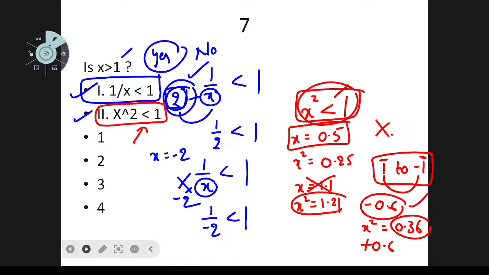So I need to take only the values which are satisfying the condition. And when I satisfy the condition, is x greater than 1? No. x is not greater than 1. It is always less than 1. So did I get the answer? Yes, I got the answer. By using the second statement, I got the answer, which is no. That's it.